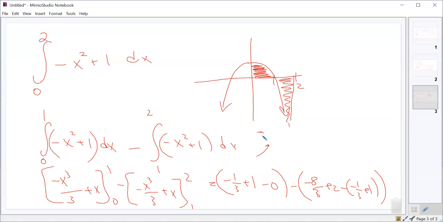This is 2/3, right? Minus, what is this? Negative 8/3 plus 1/3 is negative 7/3. And then plus the 2 and minus the 1, so plus 1, negative 7/3, that's negative 4/3. Yeah, 2/3 minus negative 4/3 comes out to be 6/3. Does that come out right? Is that what you guys get?